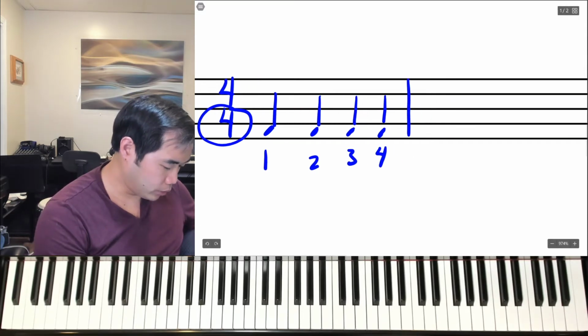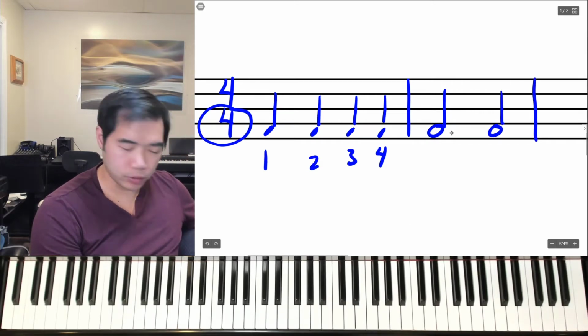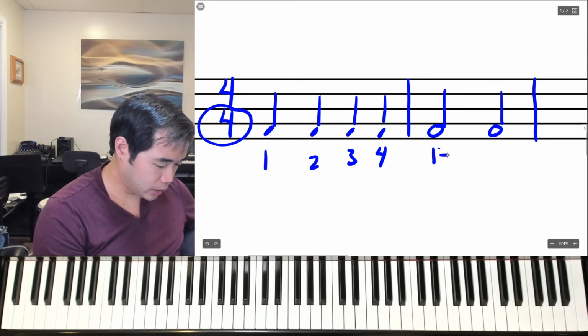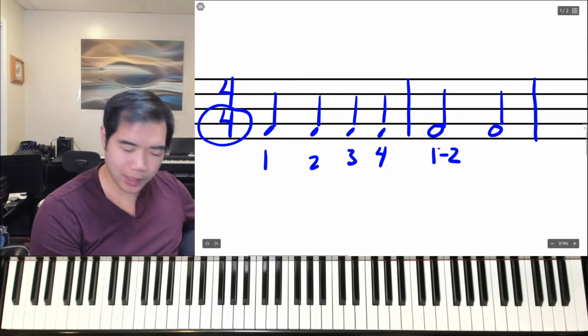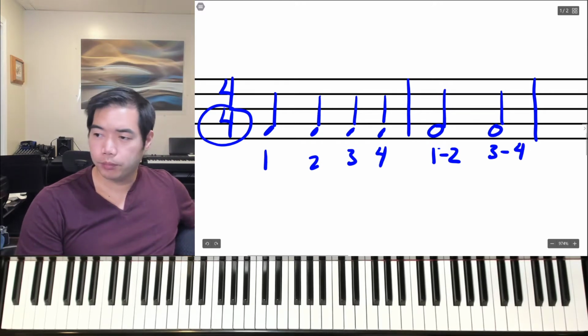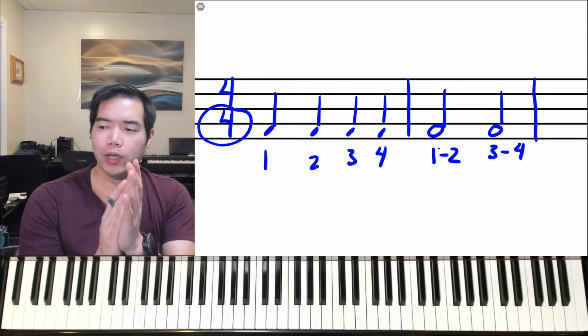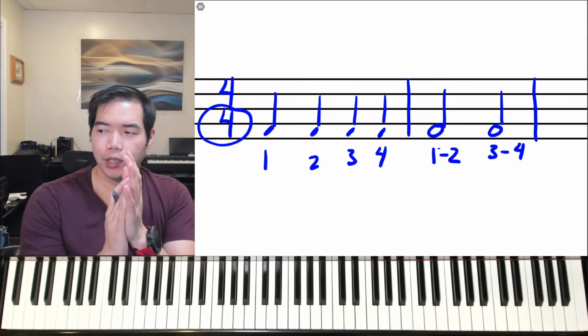If I have half notes, I'm still going to count quarter notes. So that means that this half note is 2 quarter notes, 1-2, and this half note is 2 quarter notes, 3-4. And when I clap it, I'll hold my hands together. 1, 2, 3, 4.